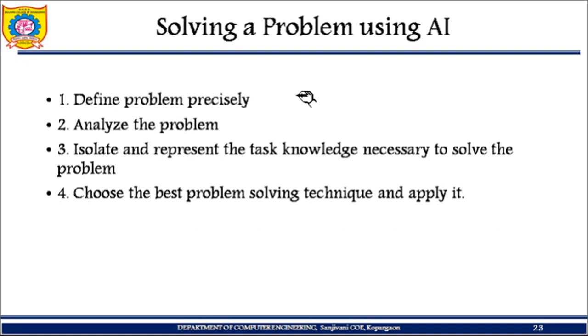Solving a problem using AI. How will you solve a problem using AI? First, you need to define the problem precisely. Second, you need to analyze the problem. Third, you need to isolate and represent the task knowledge that is necessary in order to solve that problem. And finally, you need to choose the best problem-solving strategy in order to solve that particular problem and apply it. So these are the four steps.